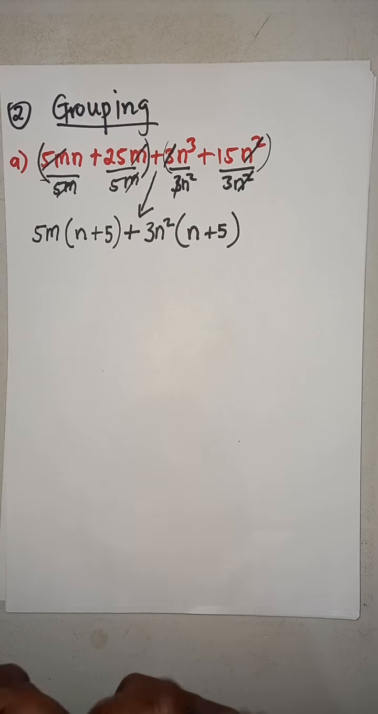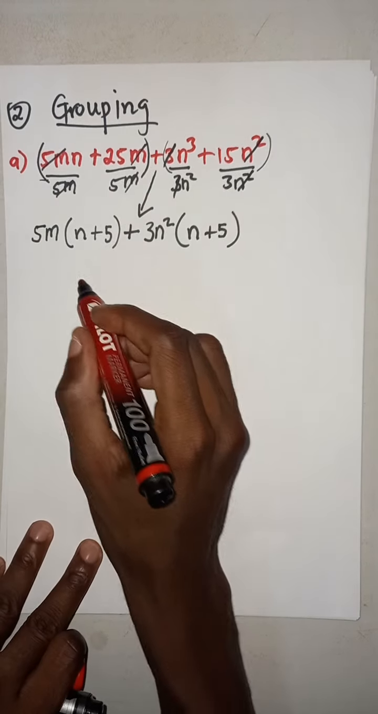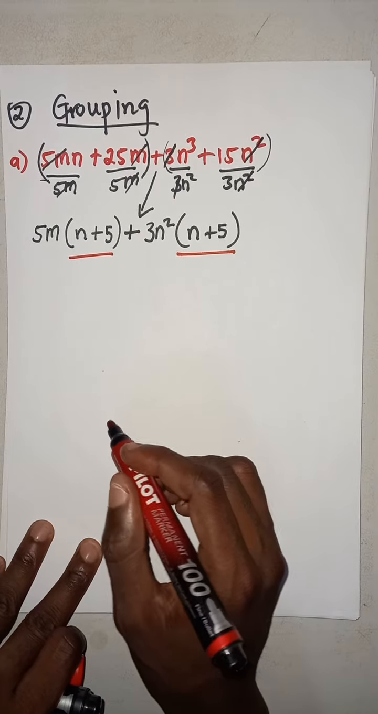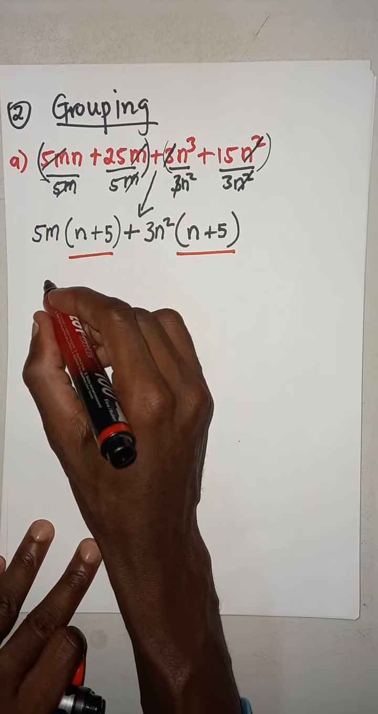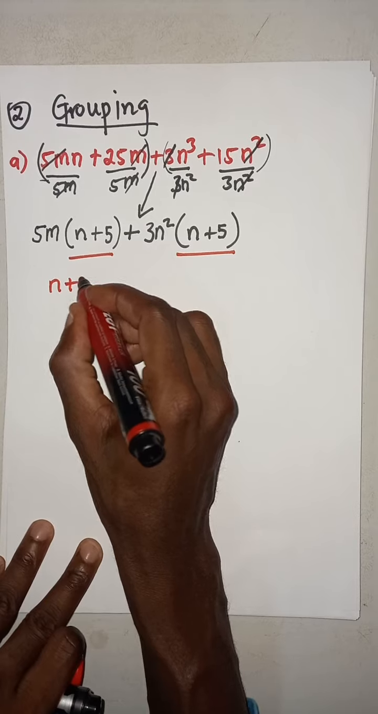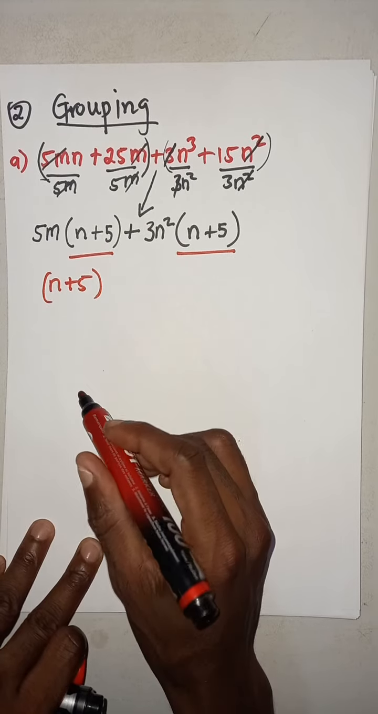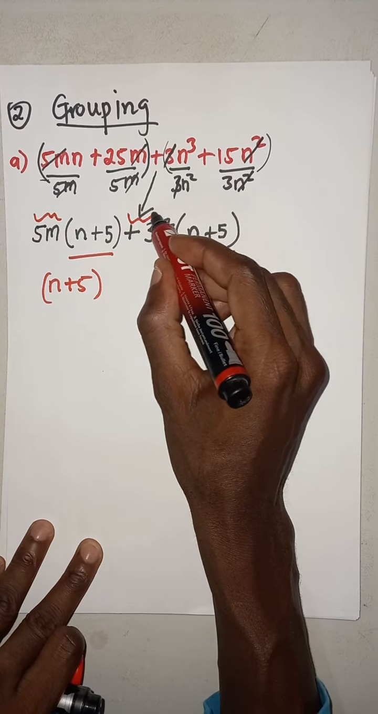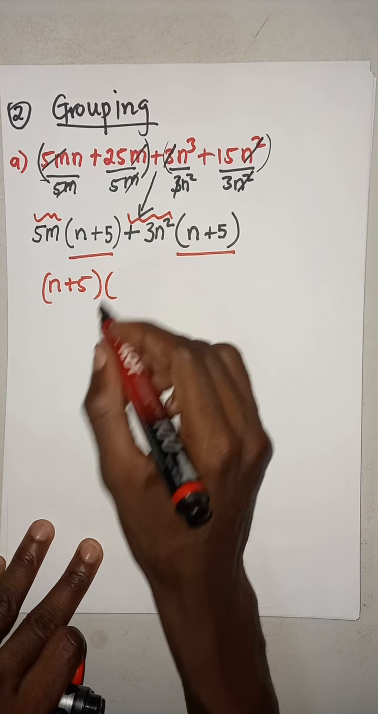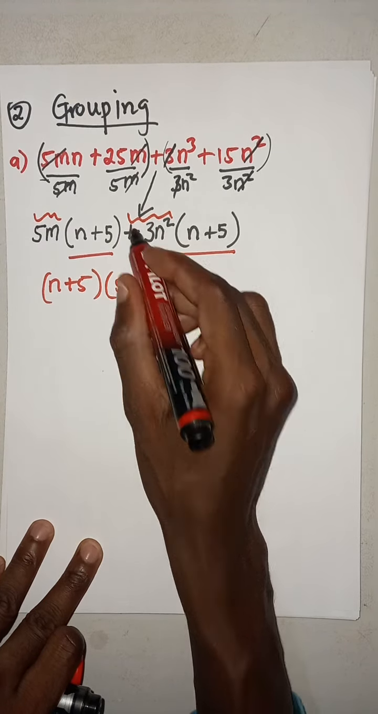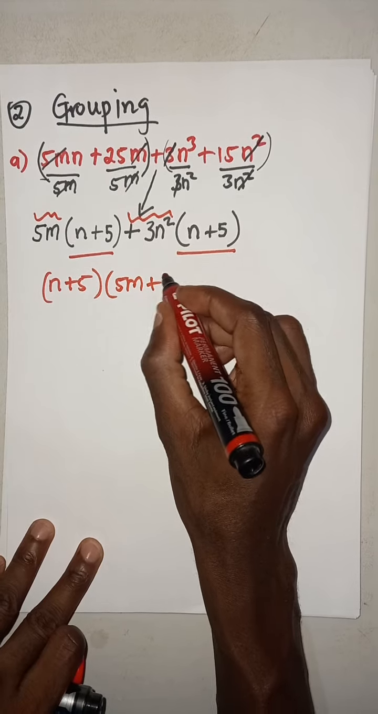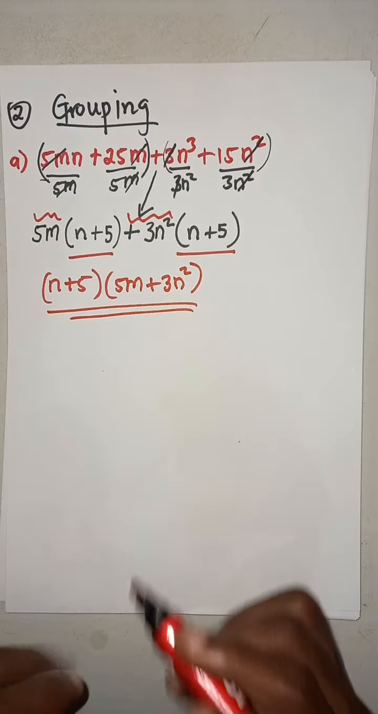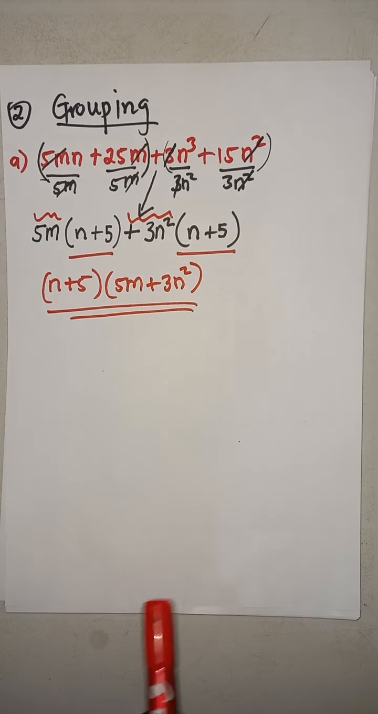Then I just have to write my answer. Now, how do I write my answer? If you check what is here and what is here, it's identical, which means I only pick one. So I write n plus 5. And then I need to write this thing here to form another bracket: 5m plus 3n squared. So that is my answer. That is how to factorize by grouping.